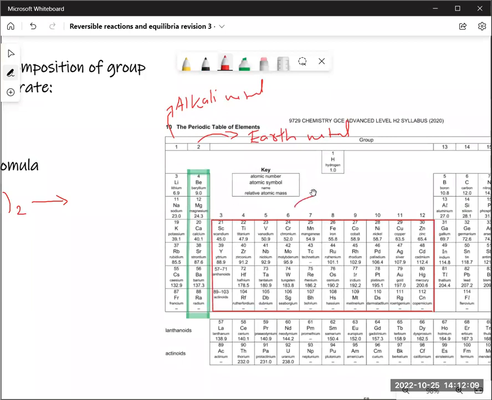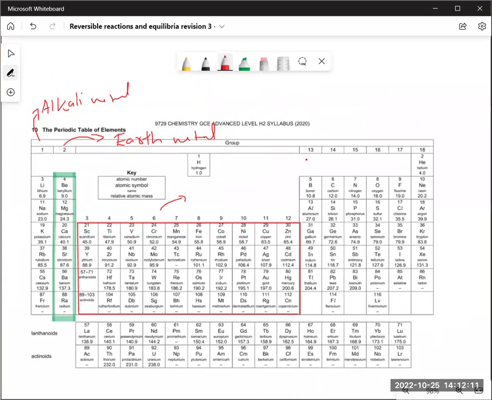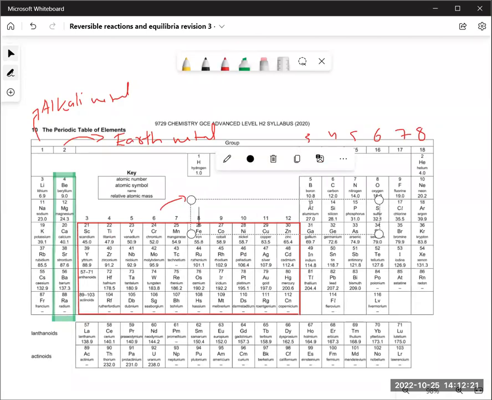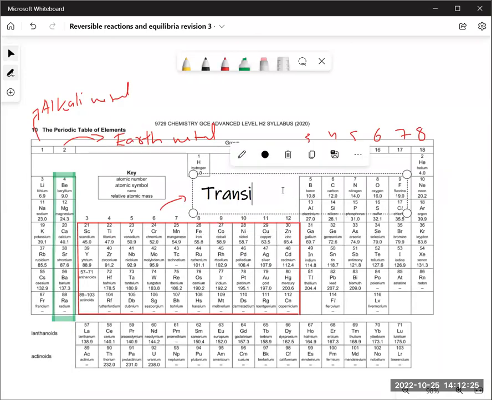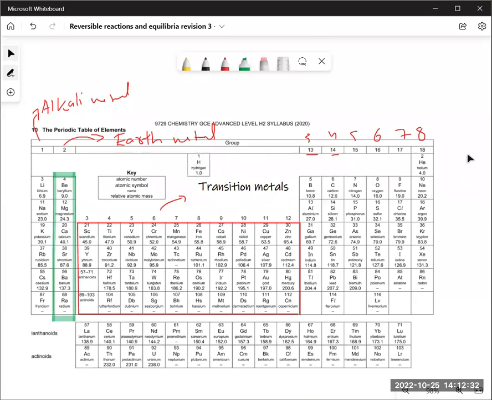So there is no group 3, 4 and 5 here; group 3 is right here, 13. This is group 3, 4, 5, 6, 7, 8. These over here are separate. They're just transition metals. So copper is one of the transition metals. Name another transition metal. Quick.